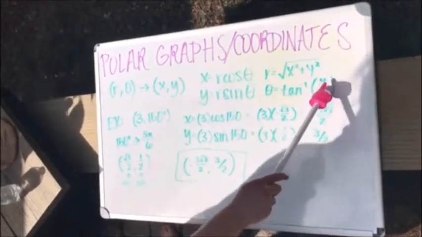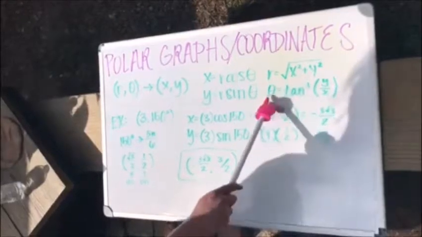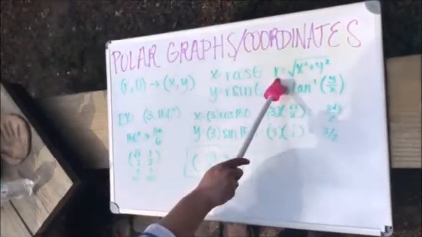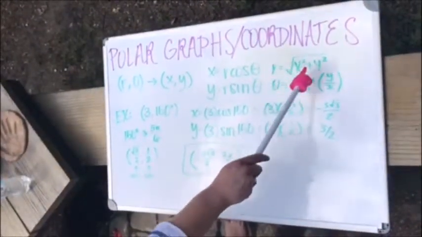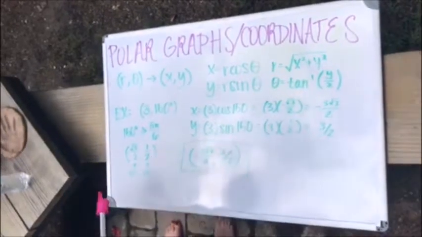You can convert from rectangular to polar using this formula. Your tan inverse of y over x is going to be equal to your theta, and your r is equal to the square root of x squared plus y squared. Alright, let's do an example.